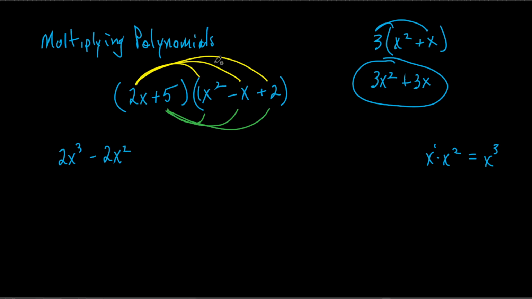So now we do the 2x times the last term right here. So it's 2x times 2. Multiply the 2 and the 2 together. They're both positive, so we put a plus, and it's just 4x. So that's multiplying everything by 2x.